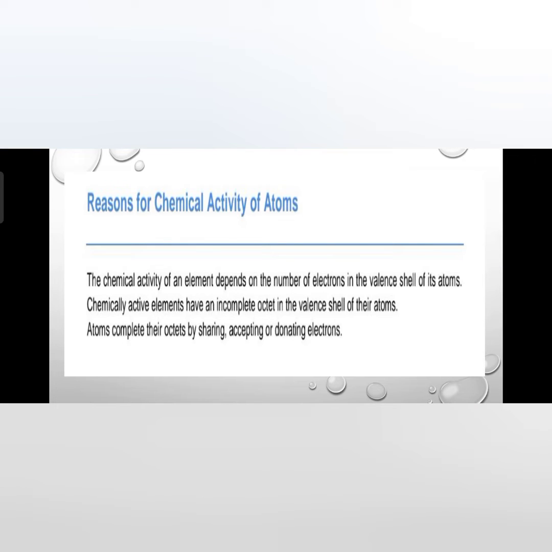Reason for the chemical activity of an atom. The chemical activity of an element depends upon the number of electrons in the valence shell of its atoms. Chemically active elements have an incomplete octet in the valence shell of their atoms. So atoms complete their octet by sharing, accepting or donating electrons. There is a question: why do atoms combine?